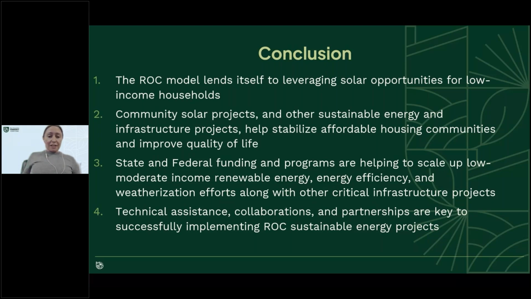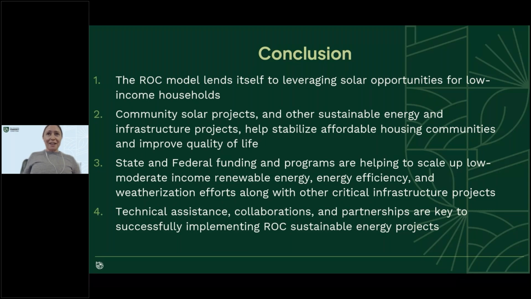Community solar projects and other sustainable energy and infrastructure projects are really important to manufactured housing communities and affordable housing communities generally. They help to stabilize affordable housing, and they really can improve the quality of life in those communities. State and federal funding programs are really helping us now in an unprecedented way to scale up low, moderate income renewable energy, energy efficiency, and weatherization efforts, along with other critical infrastructure projects.